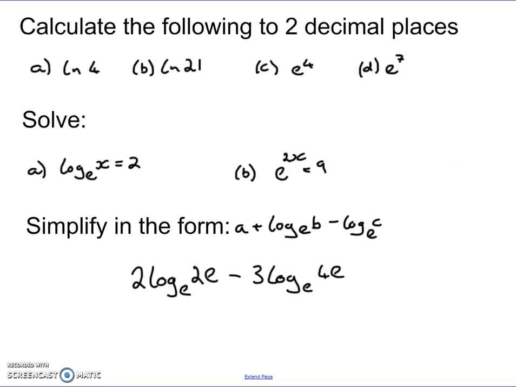So here they are. I want you to calculate the following set of values to two decimal places: ln of 4, ln 21, e to the power 4 and e to the power 7. Second, I want you to solve a set of equations involving these: log to the base e of x equals 2, and e to the power 2x equals 9. And a third one is to simplify, in the form a plus log to the base e of b, take away log to the base e of c, the expression 2 log to the base e of 2e, take away 3 log to the base e of 4e. So take this and write it in that form. So pause the video and have a crack at these.